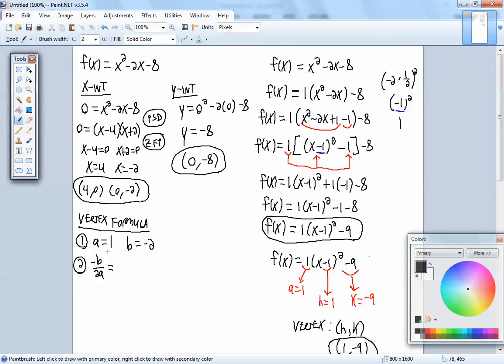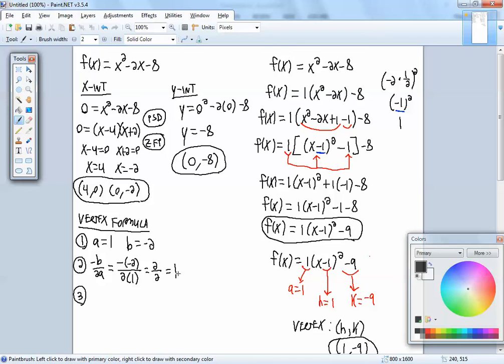So we're going to plug these in. So I got negative, and we said b was negative 2. So negative, negative 2 over 2 times a, so 2 times 1. Now negative, negative gives us positive, so that's 2 over 2 or 1. Now this is the x part of our vertex, and you see it'll match the x part here.